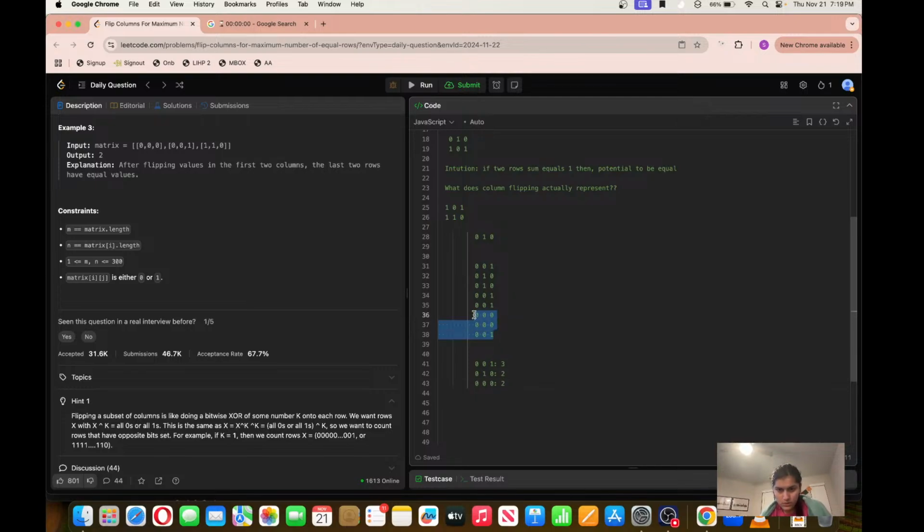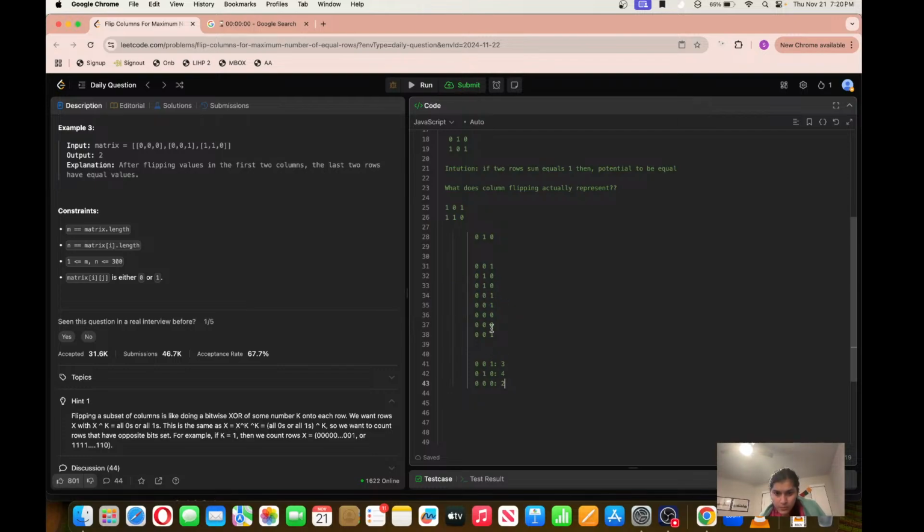3, 4, 5, 6, 1, 2, 3, 4, 5, 6, 7, 8. So what am I missing here? 001 3 times, 00 2 times, 001. Okay, so I'm missing 010. What am I missing here? So 0 1 0, 1, 2, 3, 4. Oh, 4 times. 010 is occurring 4 times.